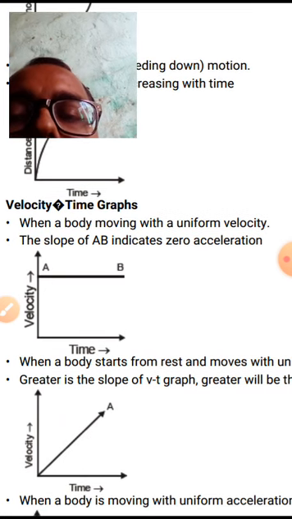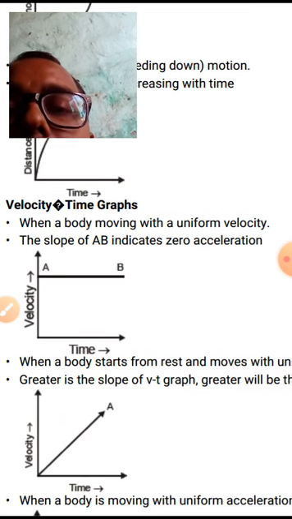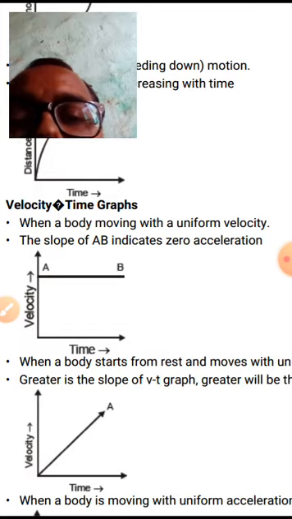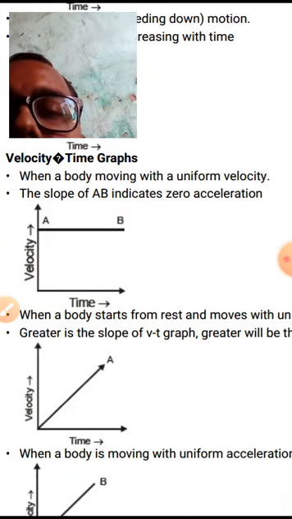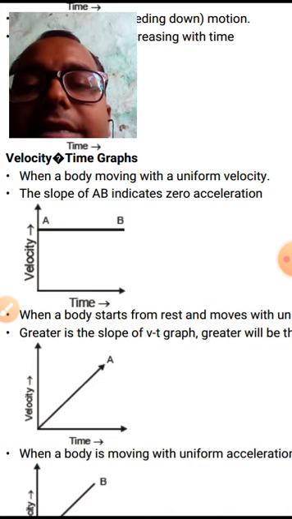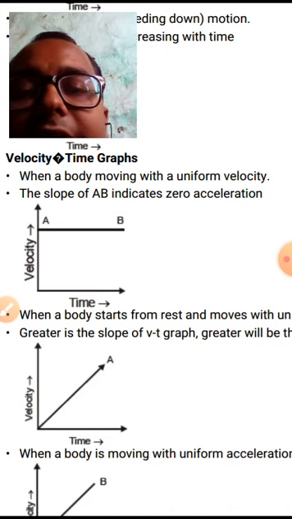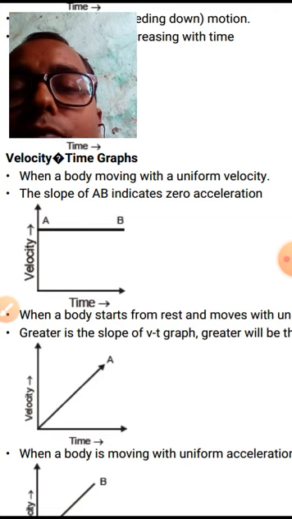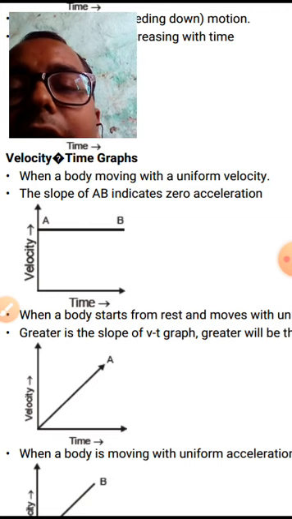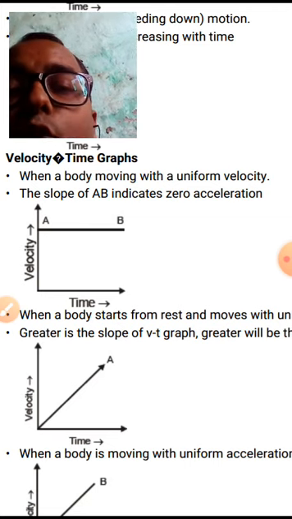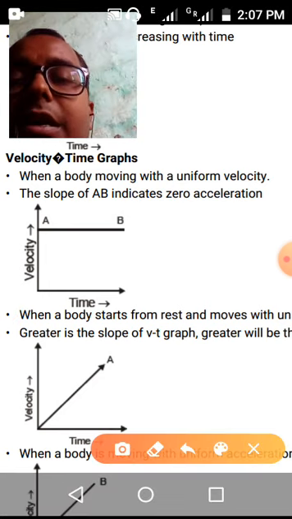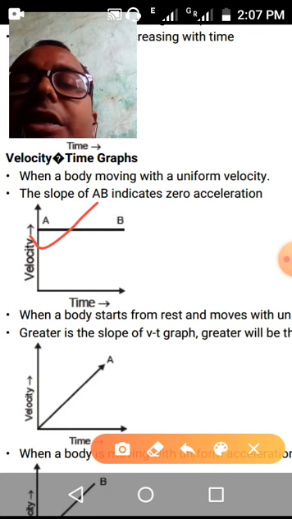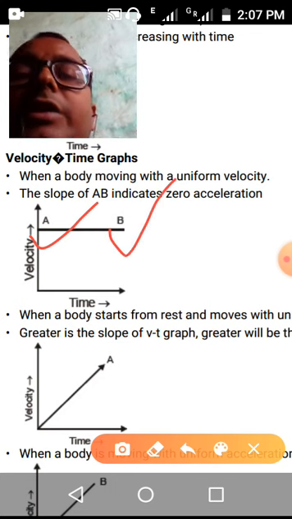Now we start with the velocity-time graph. Here in the first case, the x-axis shows time and the y-axis shows velocity. On these axes we see the object moving with velocity from a to b. At position a the velocity is initial, and at point b the velocity is final.